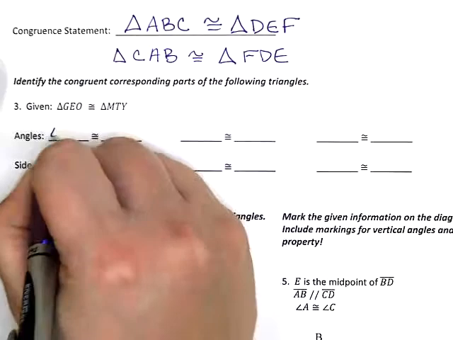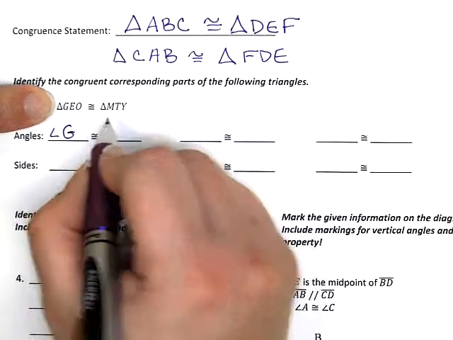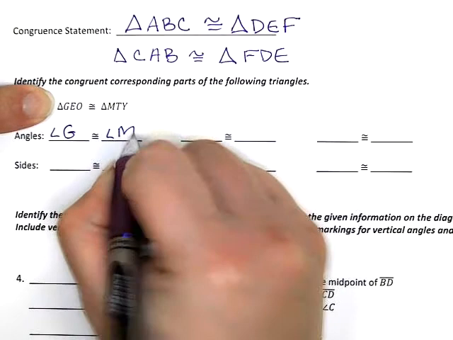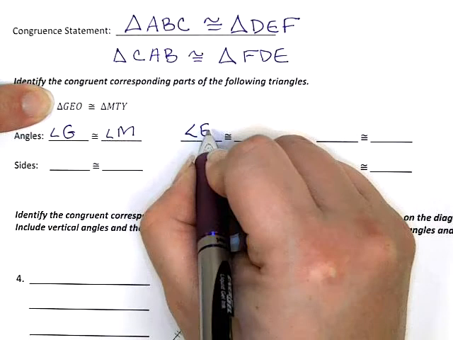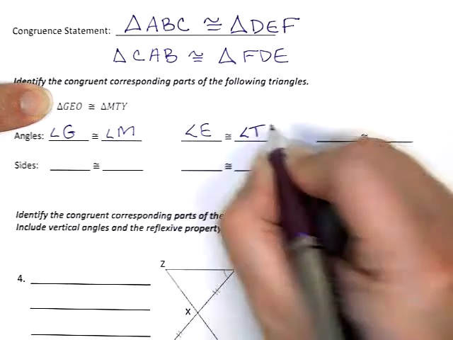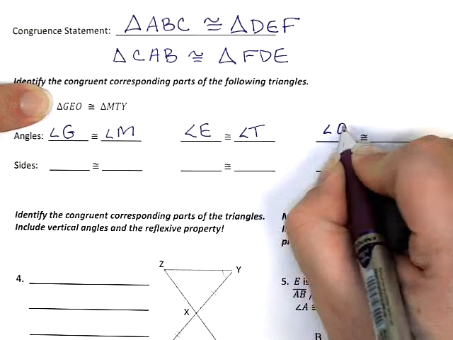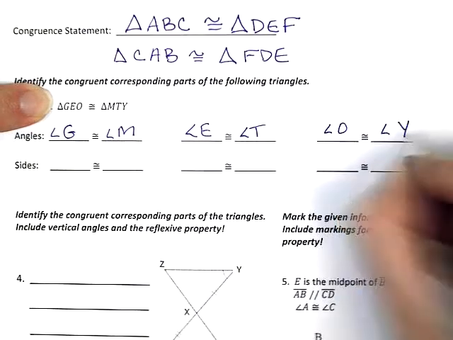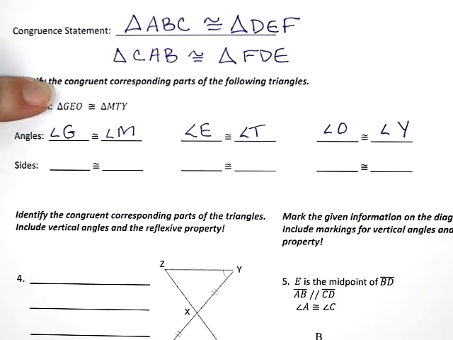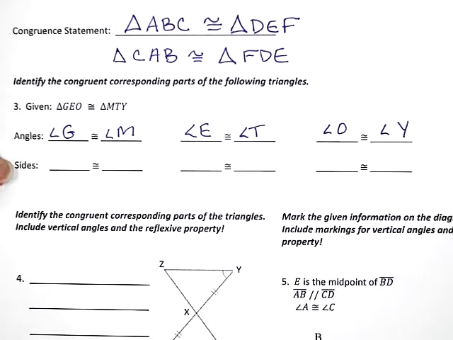Angle G comes first in the first triangle, so angle M. Then angle E is congruent to angle T. Those are my middle ones. And last but not least, angle O and angle Y. Those are going to have to be congruent. All right, the sides get a little bit trickier, but it's not too bad.